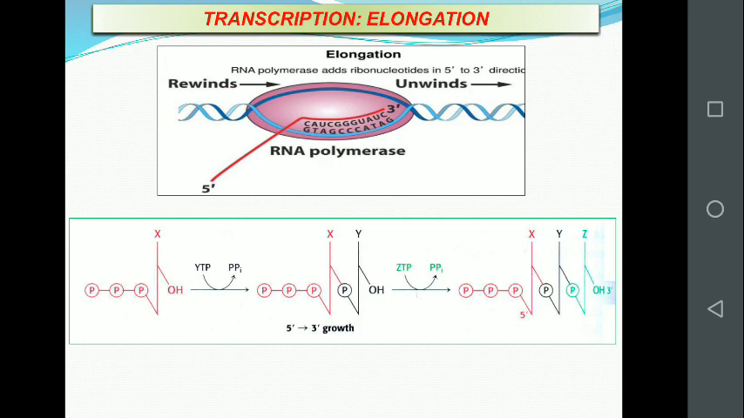That nascent mRNA gradually emerges out from the RNA polymerase, and at the back of the RNA polymerase, the unwound DNA again gets rewound. So local unwinding and rewinding takes place.